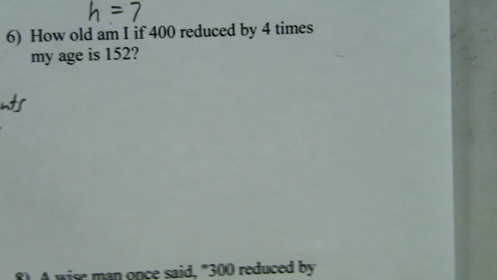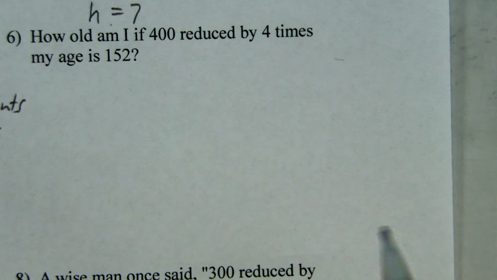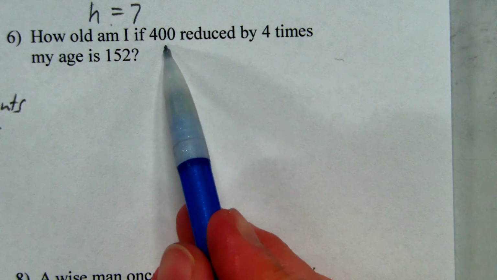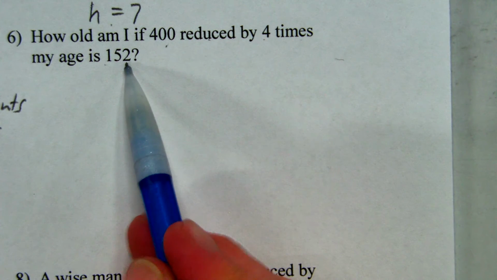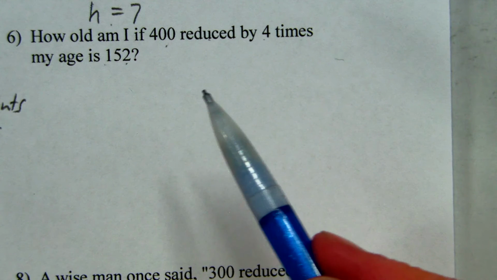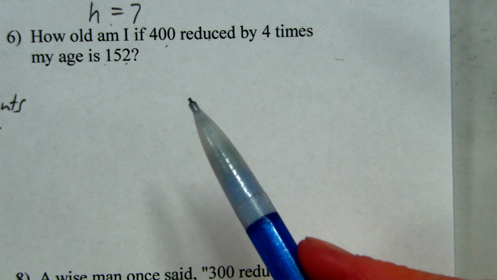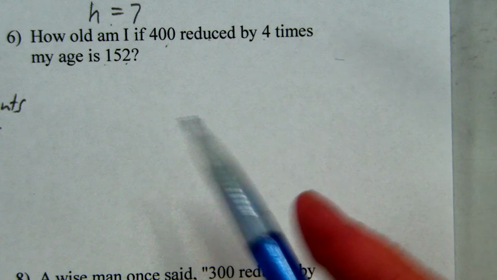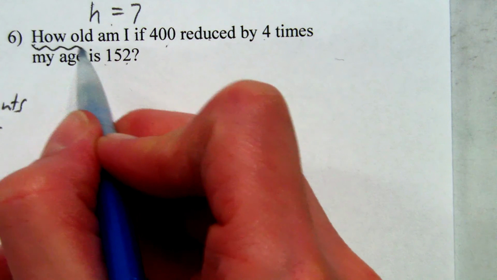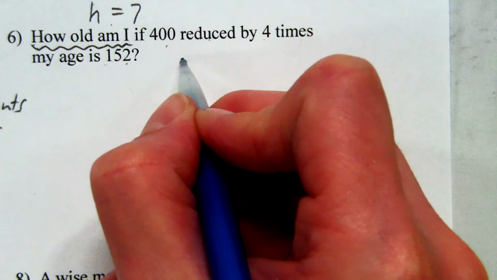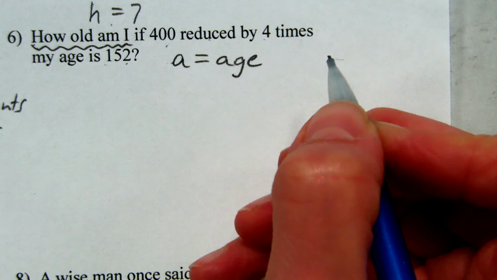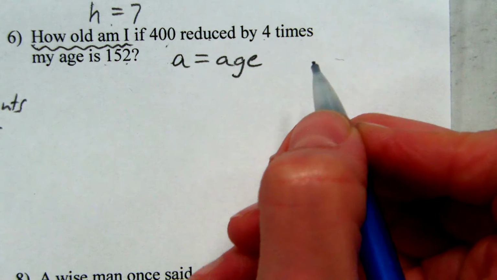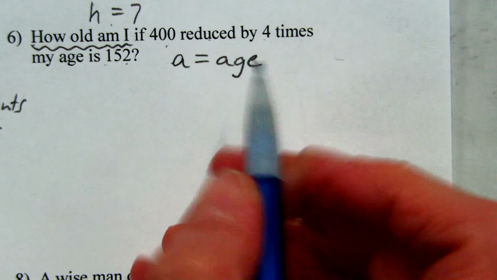All right, let's look at number 6. How old am I if 400 reduced by 4 times my age is 152? It's one sentence. It's very short, but there's a lot of information. The first thing you want to identify is the question, which is how old am I? So I'm going to use a to represent the age I am, or that this person in the problem is. So it's going to represent an age.